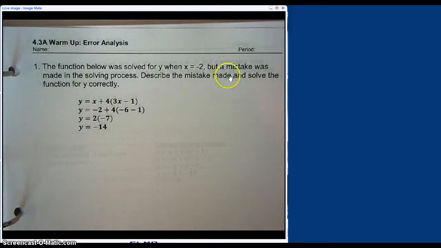Obviously they said there's a mistake in here and they want you to solve it for y correctly. So it's not supposed to be y equals -14. It's supposed to be something else. So go ahead and do that and see what you get. Press pause and then check for the solution.